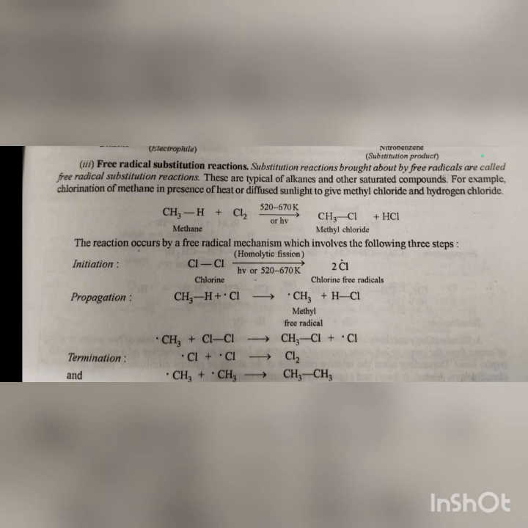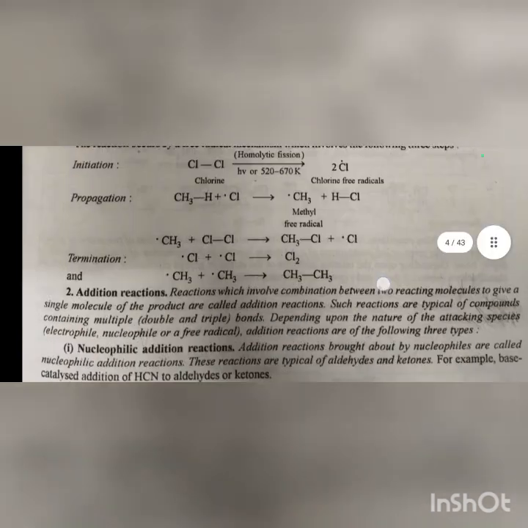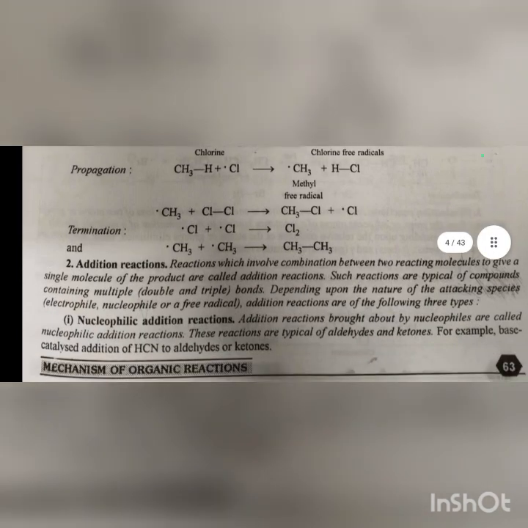Second, in the propagation step, we will take one methyl chloride radical plus one chloride, then it will form methyl radical and HCl is removed from this product. And last step we will do the termination, and then we will add the radical species and we will get the only product. Next is our addition reaction.